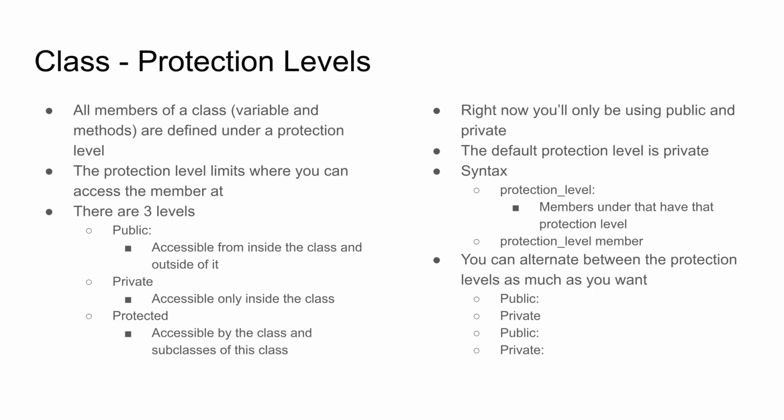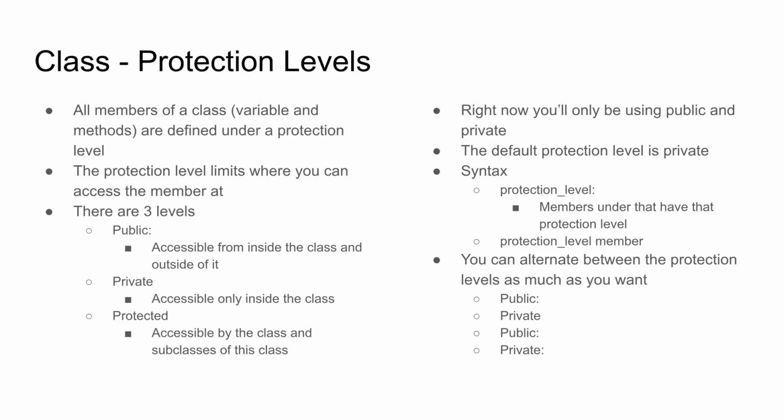So when you declare a variable or declare a member of a class, it's going to be placed under some protection level. If you don't say a protection level, by default it will be private. There are three levels that you can specify: public, private, and protected. Public means that variable is accessible inside both the class and outside the class, or that member function is callable both inside the class and outside the class. Private means it's only accessible inside the class, right? You can't call it outside of the class. And protected is accessible by the class and any of its subclasses or children.